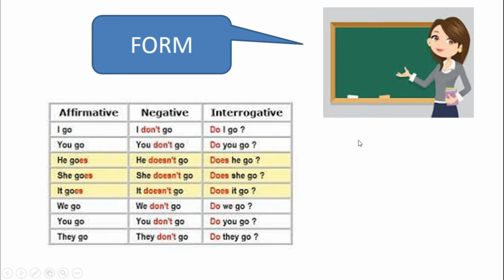When we want to make interrogative form, or when we want to make questions, then we use the auxiliary verb do and does. Do I go? Do you go? Do we go? Do you go? Do they go? Again, you can see the difference in the third person singular. Instead of do, we use does. Does he go? Does she go? And does it go?